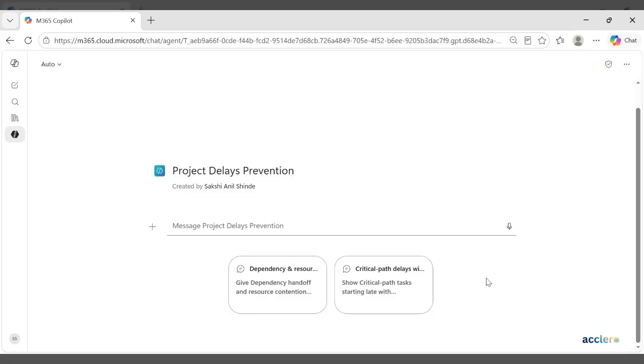This is the project delays protection agent. Projects often miss milestones not because of poor planning but because execution issues like delays, dependency slippage, and resource constraints are detected too late. So this agent monitors the execution in real time, identifies early risk, and recommends corrective action before the delays impact downstream milestones. So let us test the agent.